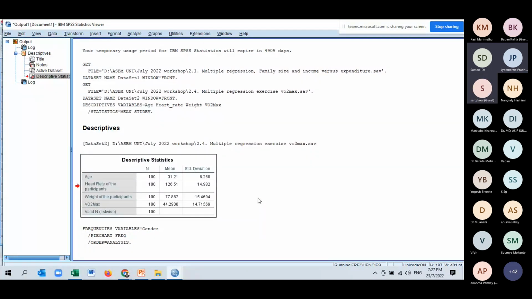While writing the results, you elaborate. The study consists of this many males, this many females. The average age was found to be this. Heart rate is this. Weight of the participants is this. VO2 max is this. Then: multiple linear regression was conducted using SPSS version 25 or 26, whatever version you have.